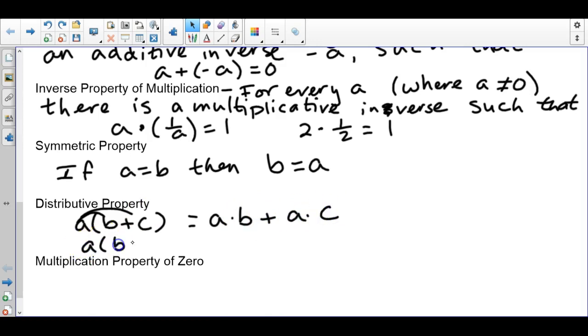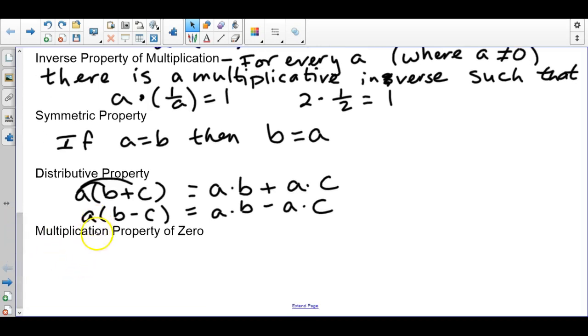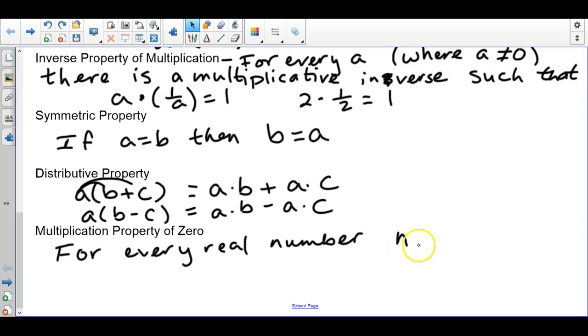It also works if you are subtracting. A times B minus A times C is equal to having A times parentheses B minus C. And the multiplication property of 0: for every real number n. N is similar to how we were using A up above. N times 0 equals 0. Anything times 0 always comes out as 0.